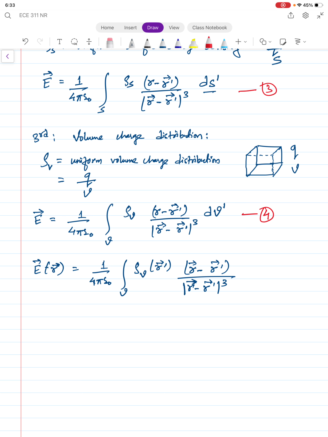Okay, so notice that E is written as a function of the observation point and rho sub v as a function of the source point, because our charges are located at a position vector of r prime, whereas we are trying to compute the electric field at a position which has a position vector of r. So don't be confused by that notation.